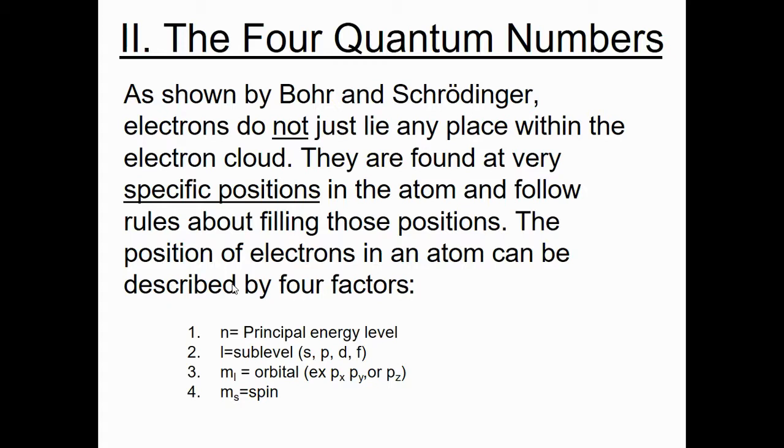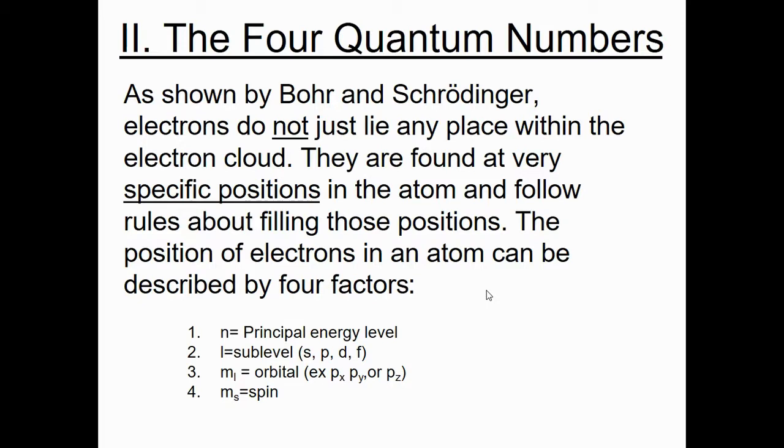Okay, let's build an analogy so you kind of understand what these things are getting at. If you think of that seven floor walk-up apartment building, N, your principal energy level, is the floor you are on. So if N equals 1, you're on the first floor. You're the lowest energy you can be. N equals 2, you are on the second floor. N equals 3, you are on the third floor. N equals 4, you are on the fourth floor, and so on and so forth. Okay, your sublevels are the sizes of the apartment. So if you have an S apartment, it's a 1-bedroom apartment. If you have a P apartment, it is a 3-bedroom. If you have a D apartment, it is a 5-bedroom. If you have an F apartment, it is a 7-bedroom.